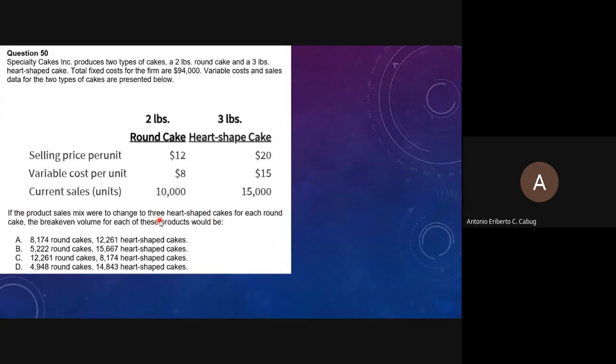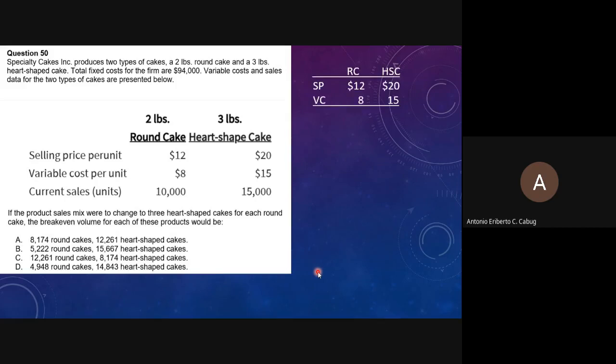Ano ibig sabihin nun? Okay. 1 round cake is to 3 heart-shaped cakes. Tama? Sabihin ko na lang ha, 1 is to 3 ang meaning nun, no? The break-even volume for each of these products would be, based sa given choices, naka-units siya, no? Naka-cakes. Hindi siya naka-pesos. So the new ratio is 1 is to 3.